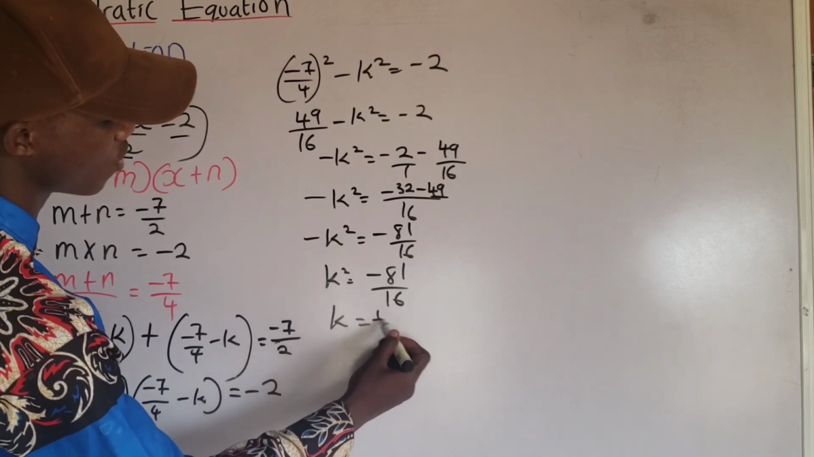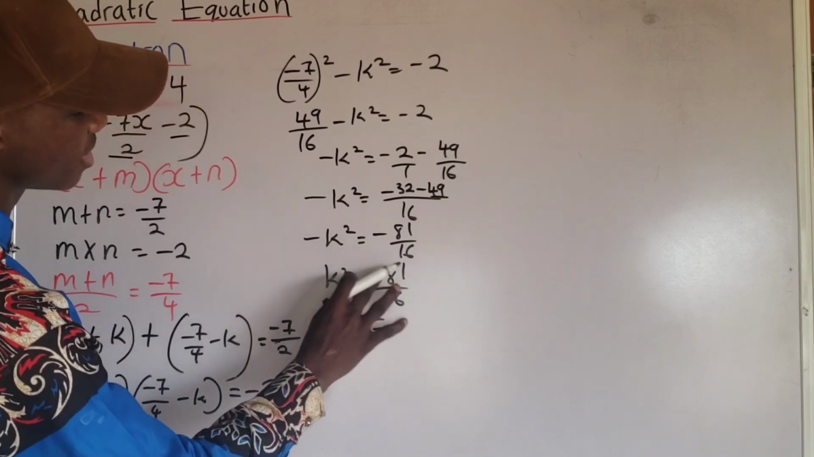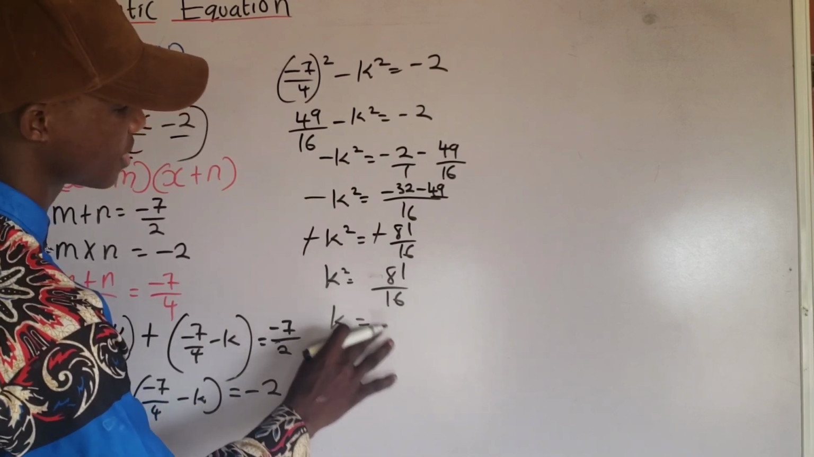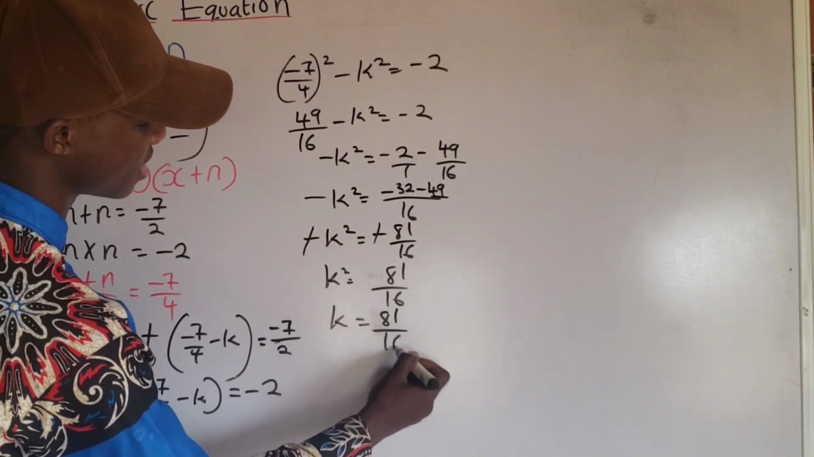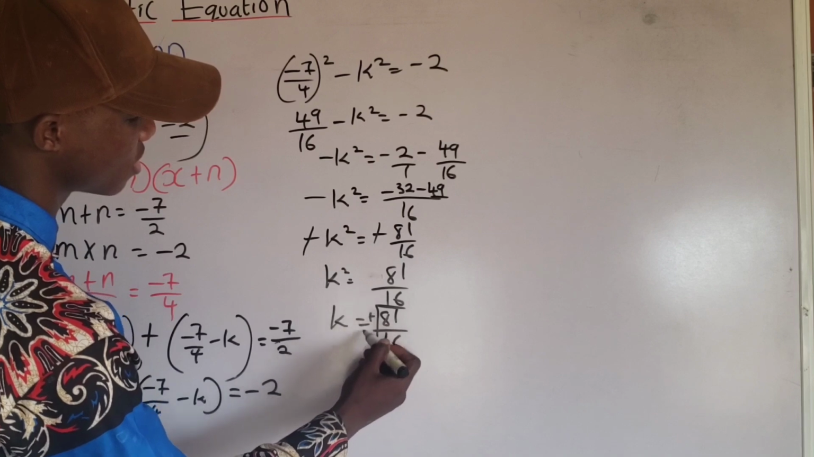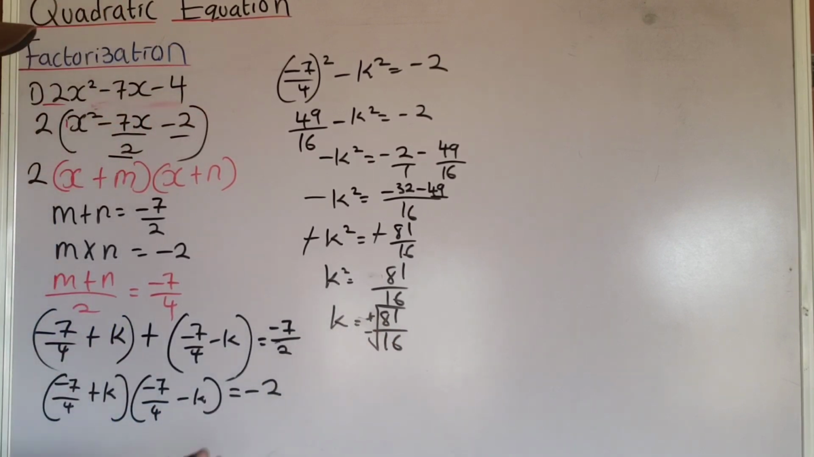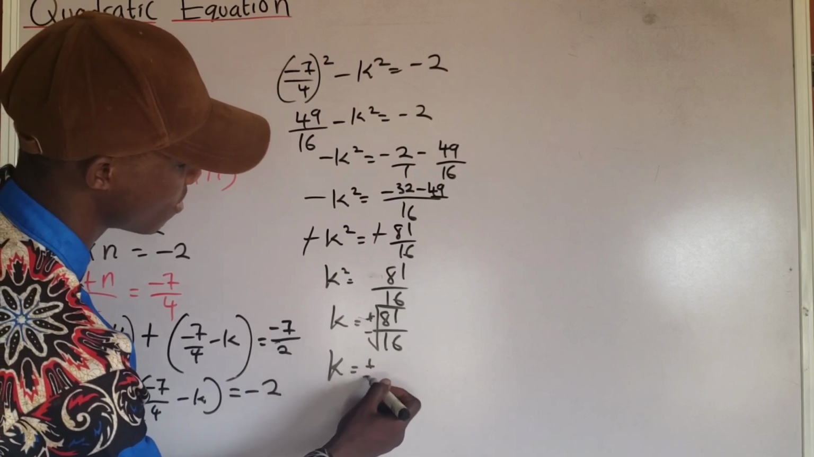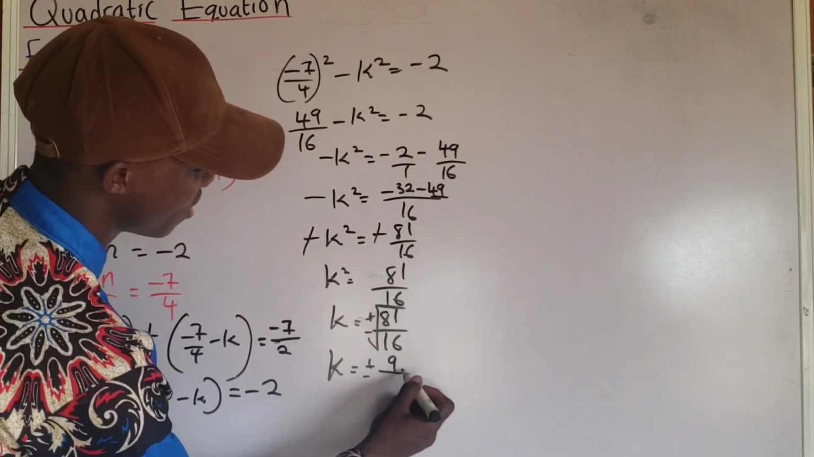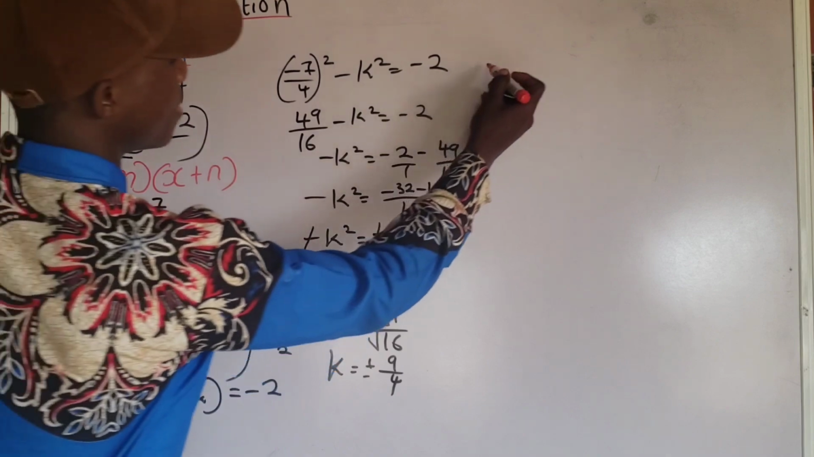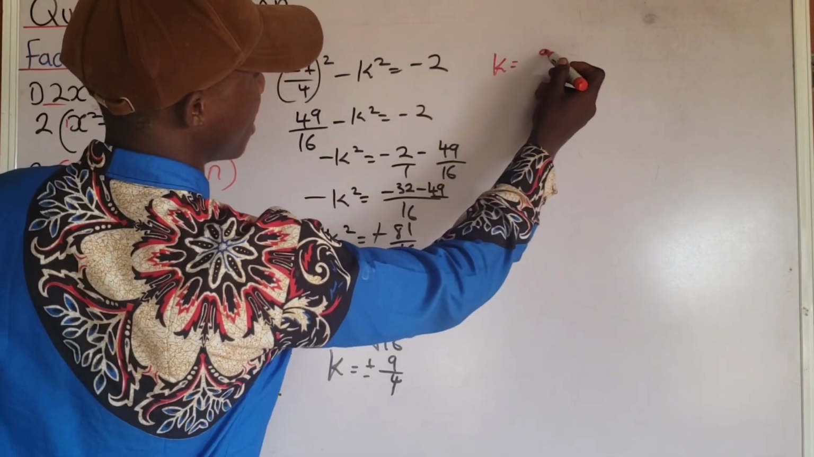So k is equal to, because this negative will cancel this negative, we are left with k squared is equal to 81 all over 16. Take the square roots. Now k is equal to plus or minus 9 all over 4. You understand? So we are going to choose the positive k. So k is equal to 9 all over 4.